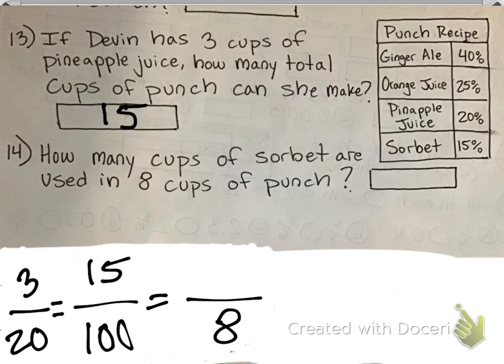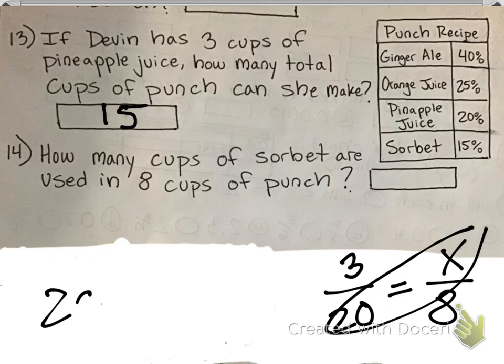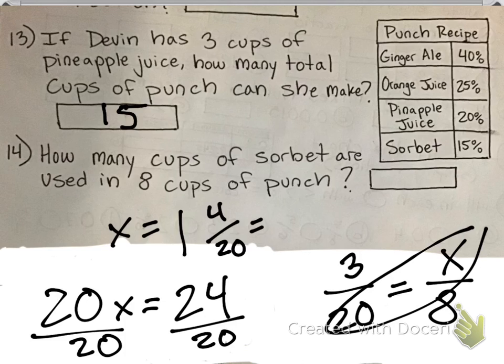3/20. It's still not great, but 3/20 is equal to something over 8. So what we do is we cross multiply. We get 20x is equal to 24. We divide by 20 to get our x alone. We isolate that variable. X is equal to 24 over 20. That simplifies to 1 4/20, which then simplifies to 1 1/5, which is 1.2. Exactly.